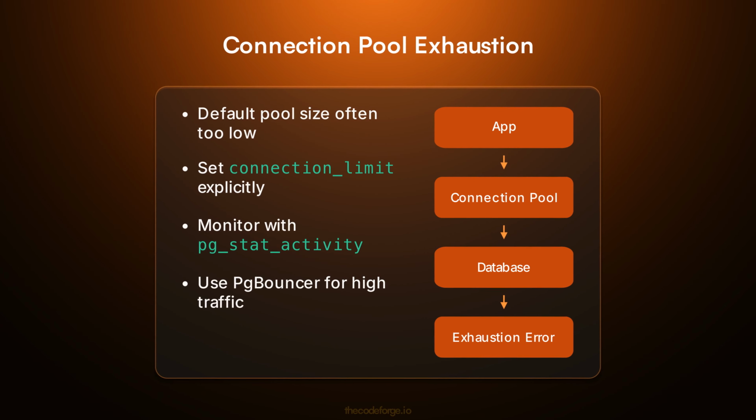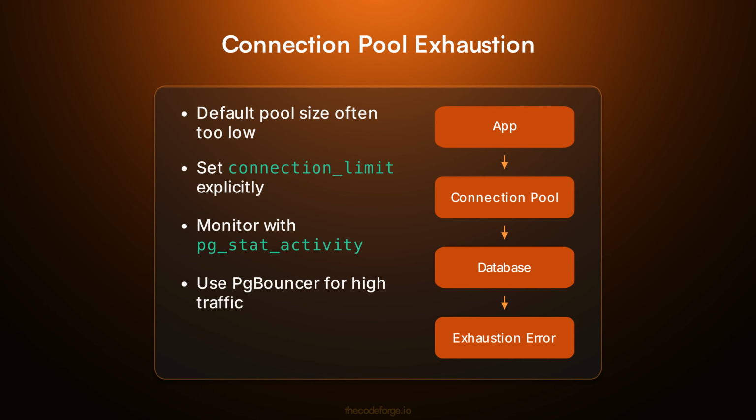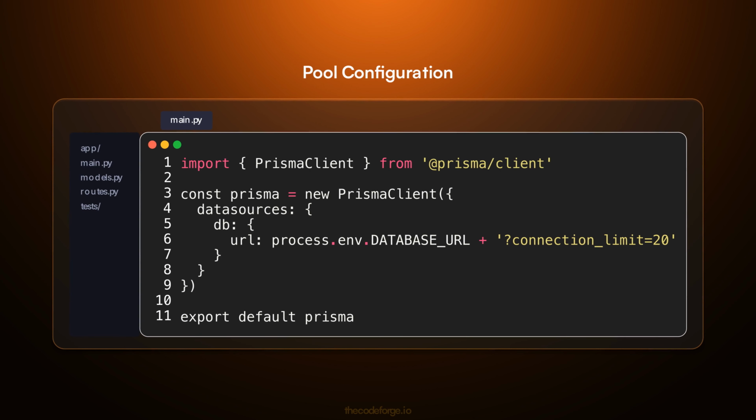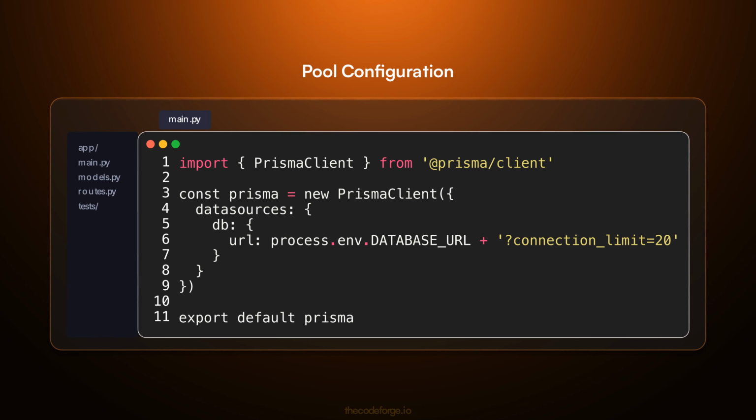Connection pool exhaustion is common. Set connection limit to match your concurrency and monitor usage. Add connection limit to your database URL to control pool size.